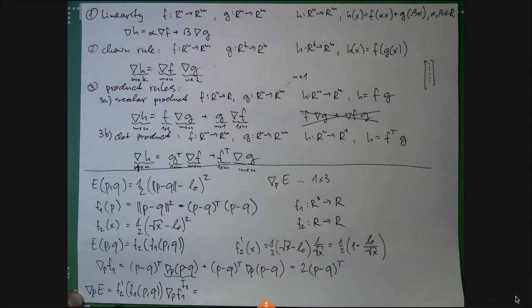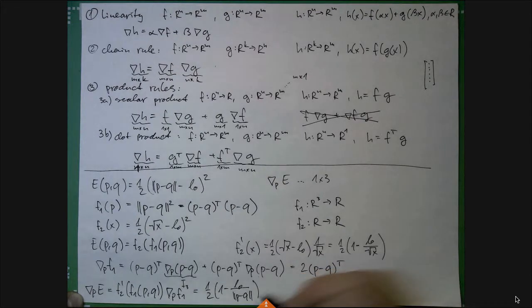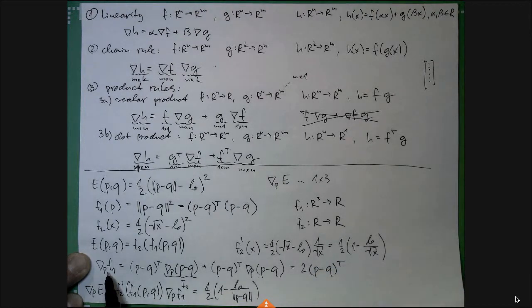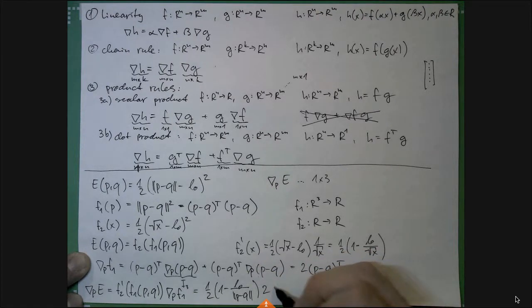And if I plug in the expressions I've already prepared here, then I plug in the formula for the derivative of f2. So this will be 1/2 of 1 minus L0, over the square root of x, in this case x is the f1 of p, q, f1 is the squared norm, so this will be the norm of p minus q. And the gradient of f1 with respect to p, that's what I computed just here. So this is exactly 2 times p minus q transposed.